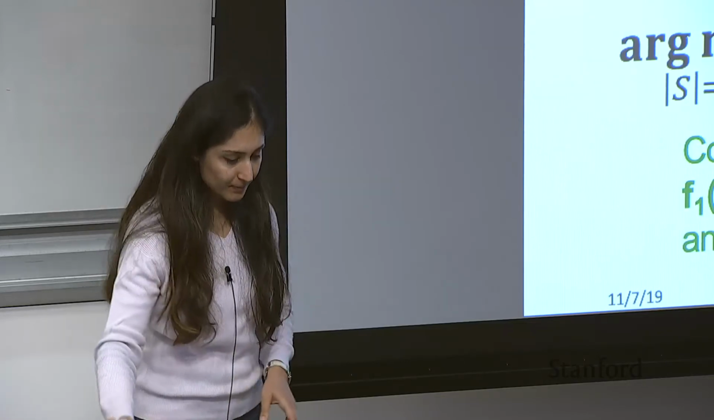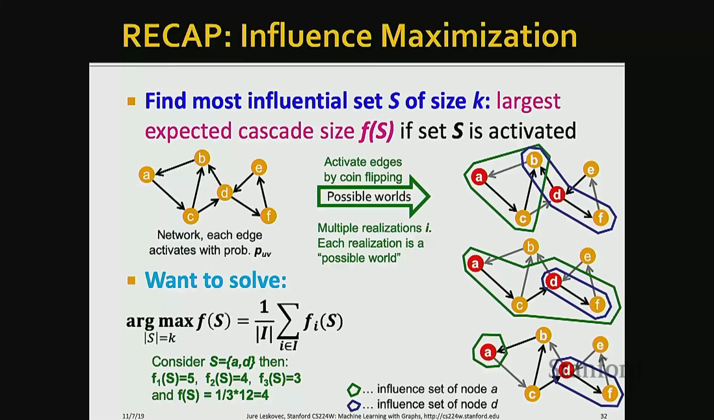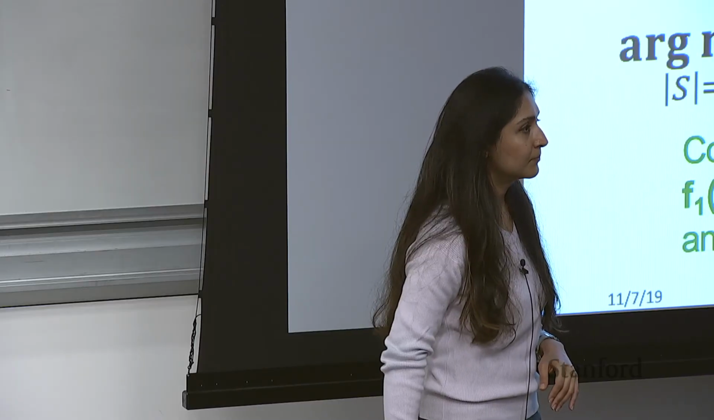So the recap is that we are simulating parallel worlds. Yes. We use these examples to show that it was submodular. Could you just walk us briefly through how these examples show that it's submodular?